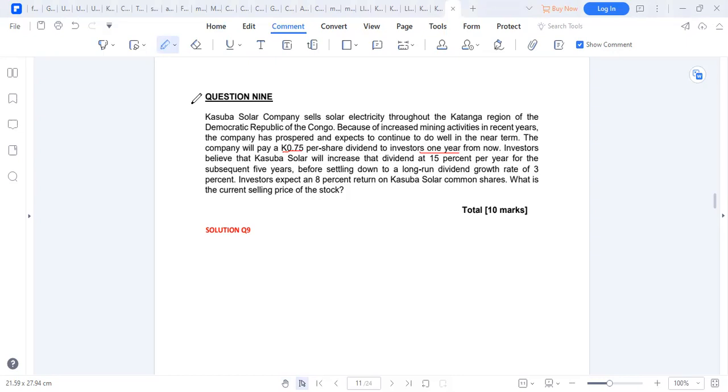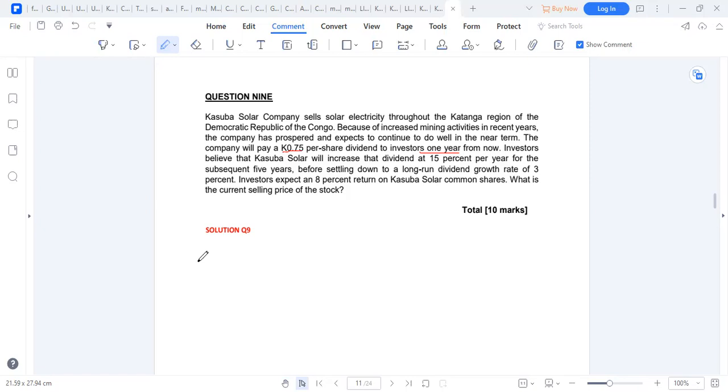Is it D0 or D1? It is D1. Why is it D1? Because it is succinctly mentioned that it is 1 year from now, right? So we indicate it as D1.